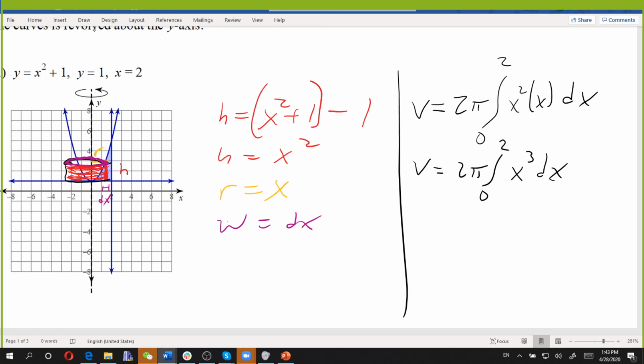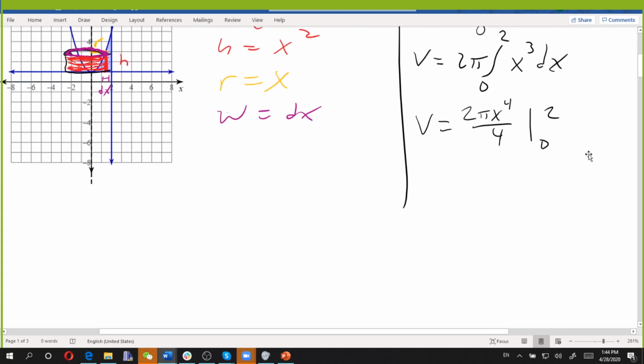So let's go ahead and integrate. X to the 4th power over 4. Okay, then we've got the 2 pi on the outside that's going to stay, from 0 to 2. I think I'm just going to have you finish off because we're almost done. So what happens when I plug in the 2?